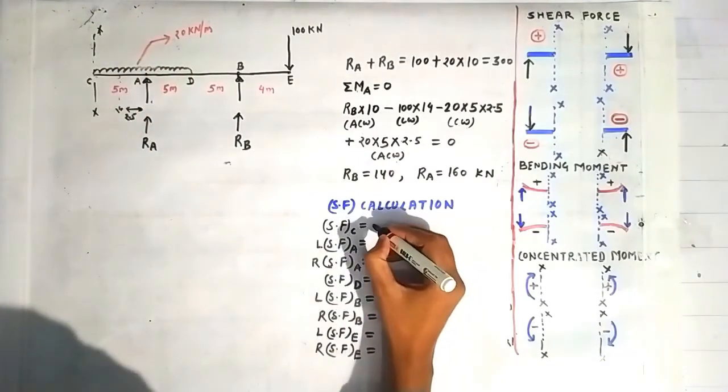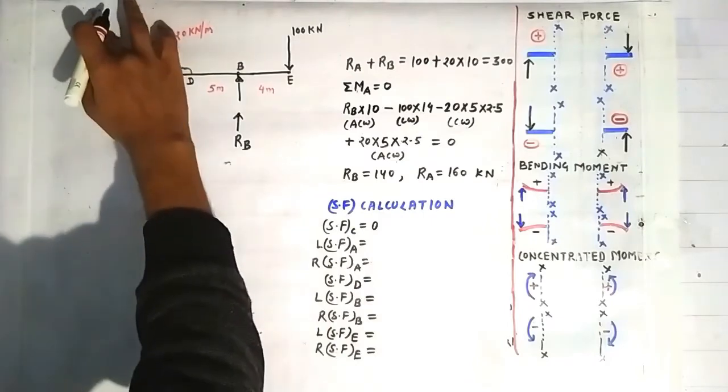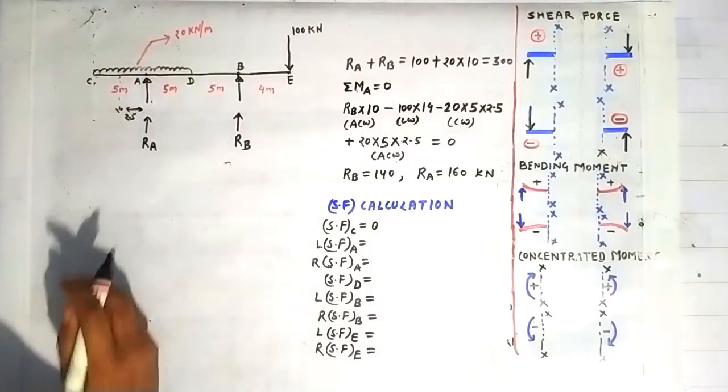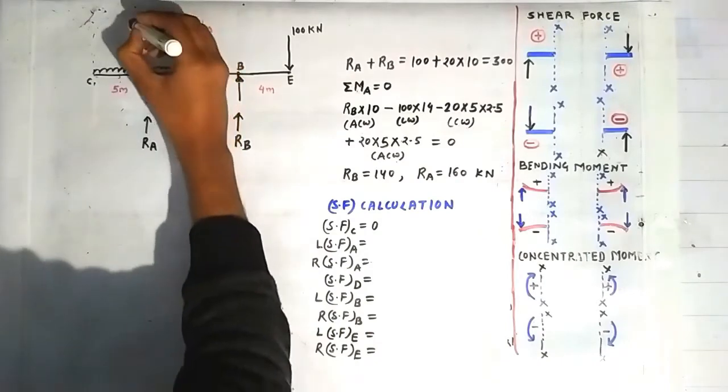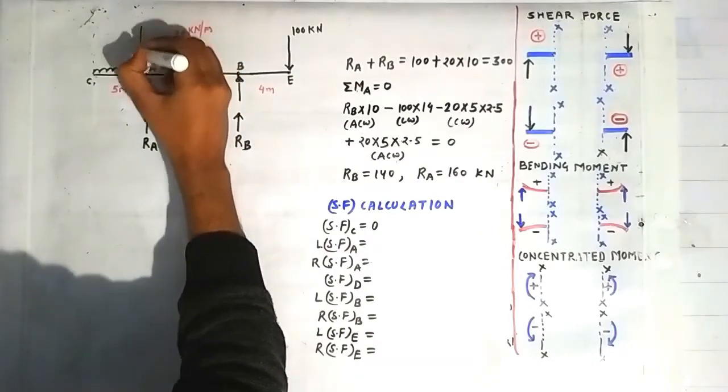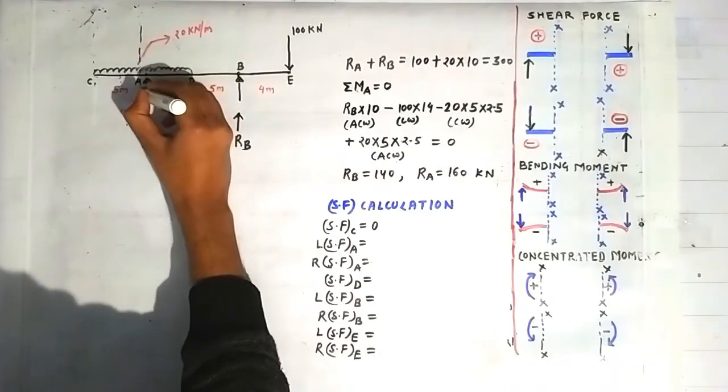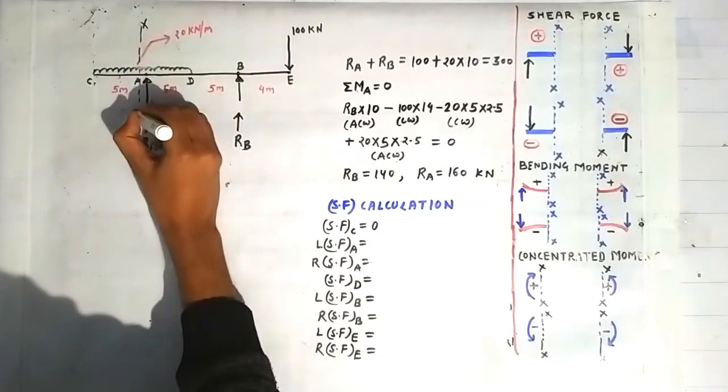That's why shear force at the point C is 0. Now we will calculate the shear force on the left side of the point A. For that we have to construct a section passing through the left side of the point A. Suppose this is the section which is passing through the left side of the point A.